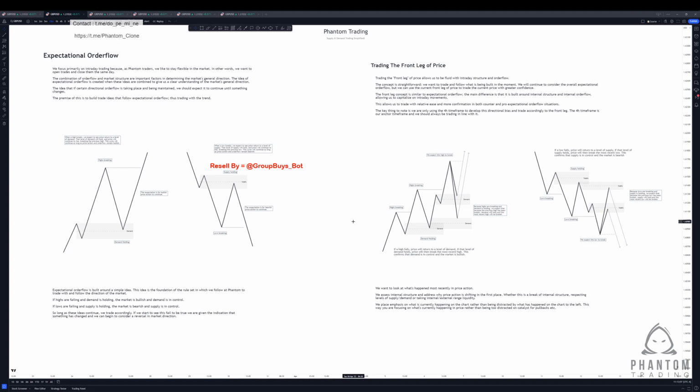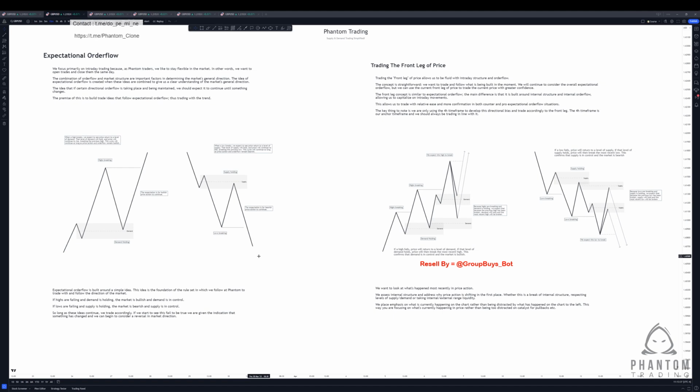So if we look at this example here, you can see that expectational order flow is built around a simple idea. This idea is the foundation of the rule set which we will follow at Phantom to trade and follow the direction of the market. If highs are failing and demand is holding, the market is bullish and demand is in control. If lows are failing and supply is holding, the market is bearish and supply is in control. So long as these ideas continue, we trade accordingly.